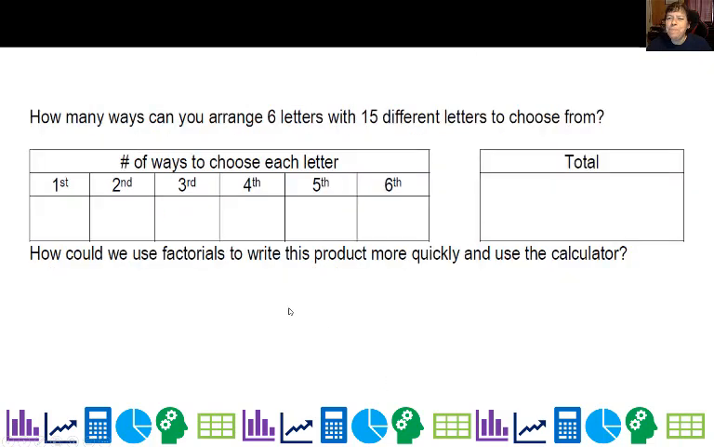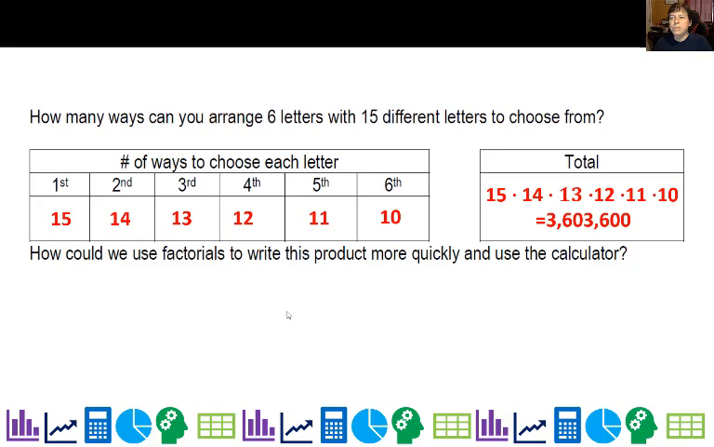Okay, now let's do something a little different. Instead of using all of the letters, we're just going to use some of the letters. Let's say I have 15 different letters to choose from, and I want to pick 6 of them and see how many arrangements I can make. Well, I have 15 choices for the first, then 14, then 13, then 12, then 11, then 10. Multiply all those together, and I get 3,603,600.